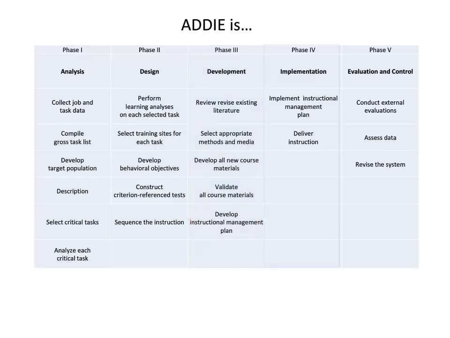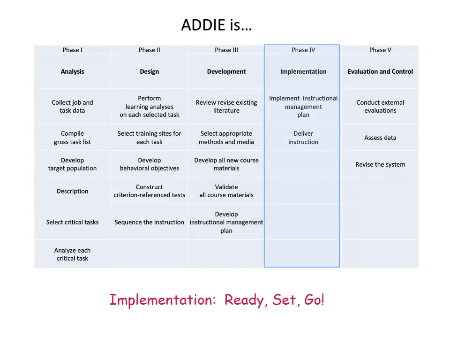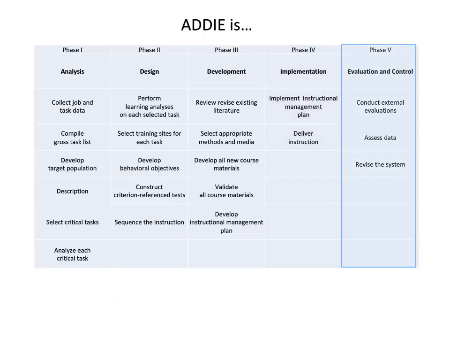Phase 4 is implementation. Here we go. Fairly straightforward, but don't tell the technical infrastructure team I said so. The final phase is evaluation and control, where we evaluate our learning system from the outside, gather and assess data, and revise the system as necessary.